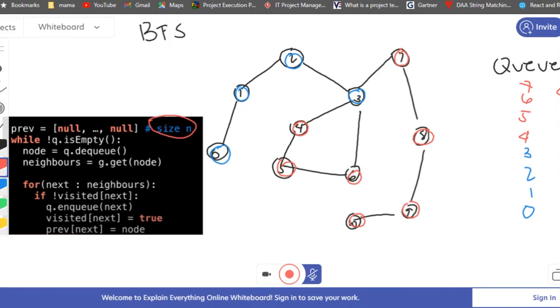So, for the queuing naman, pseudocode for the queuing. So, for next neighbors, if not visited, next, and then enqueue the next. So, nakita nyo naman na ini-enqueue natin yung mga na-visit na. And then visited next equals true, and then prev next equals node. So, that's it. So, that's for the breadth first search.